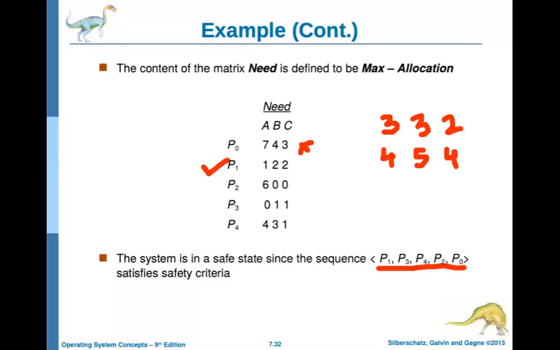Now P1 is finished. So finish of P1 is true, something like that. Now 6, 0, 0, no, we cannot right now give it. The reason is the requirement for resource A is 6 and available is just 4. Okay. 0, 1, 1, yes, we can give this. 0, 1, 1, 4.